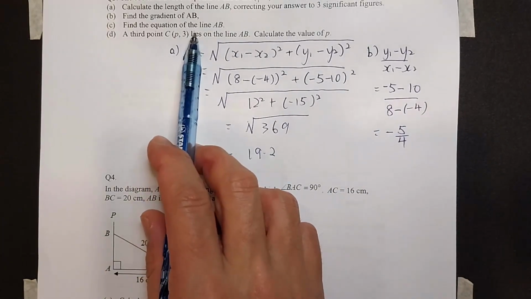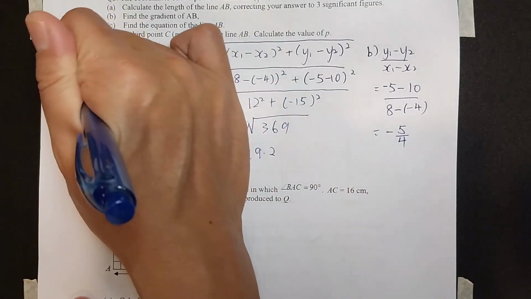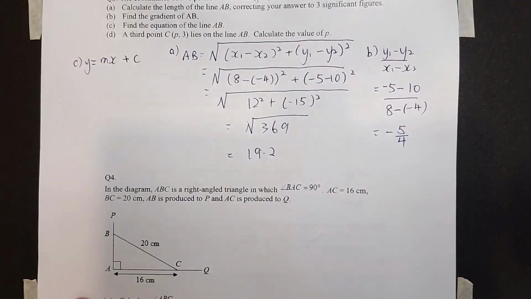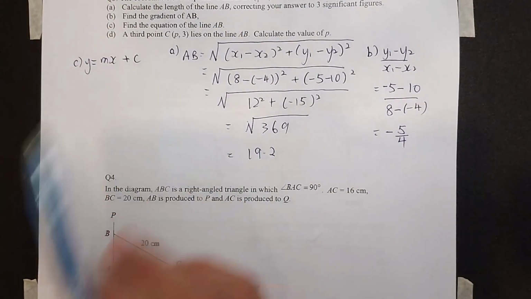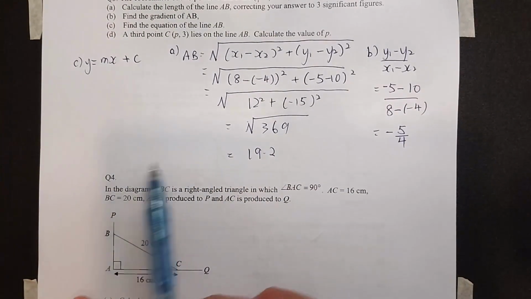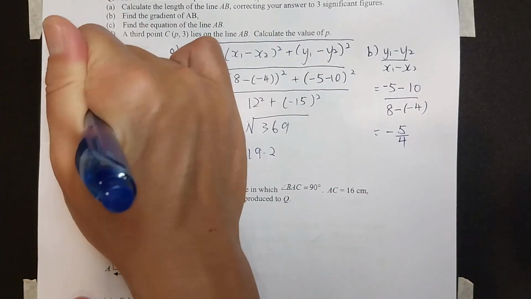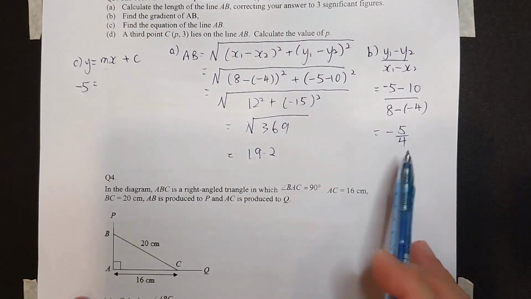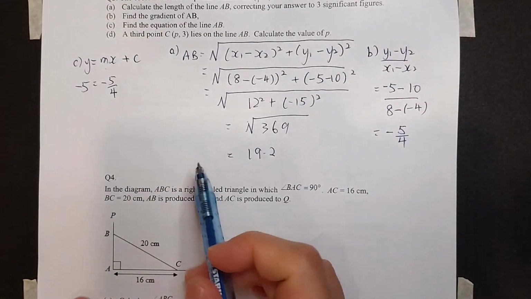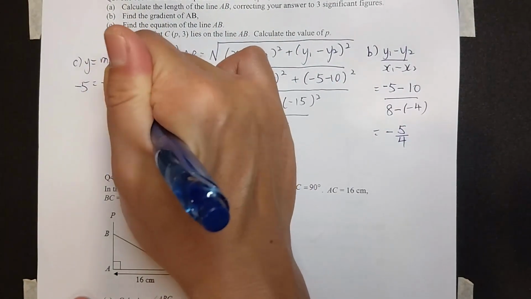To find the equation of the line AB, since we already have the gradient, we have y equals mx plus c. The aim is to find the value of c here. We have an x, we have a y, and we have an m. The y, we will use the y here. The gradient, we will use -5/4. And for the x, since we use -5, we must use the 8 here.